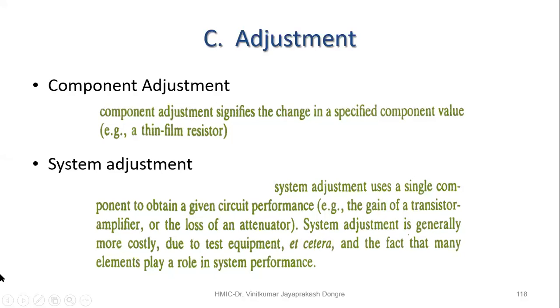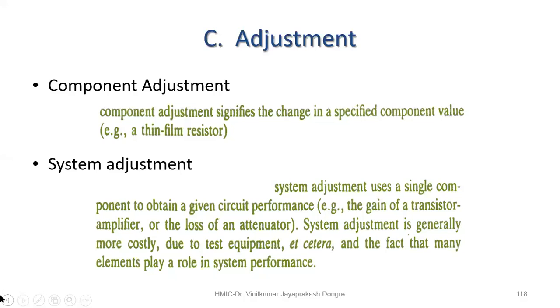Component adjustment signifies the change in a specified component value. Example, a thin film resistor. System adjustment uses a single component to obtain a given circuit performance. Example, the gain of a transistor amplifier or the loss of an attenuator. System adjustment is generally more costly due to test equipment, etc., and the fact that many elements play a role in system performance. Okay, so these are the component level adjustment and the complete system adjustment.